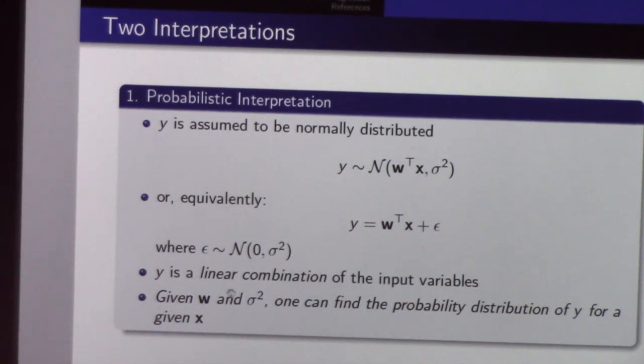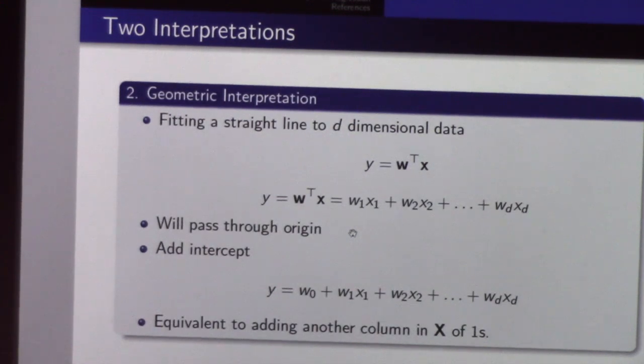And our task is, once we learn w and sigma square, then we can find the probability of y given x. So now, if I give you some input x, you can feed that in here and compute the posterior probability of y given x. Okay? Any questions so far?